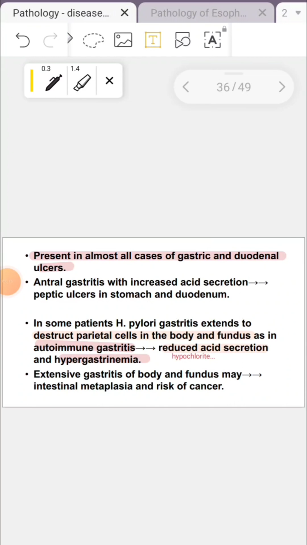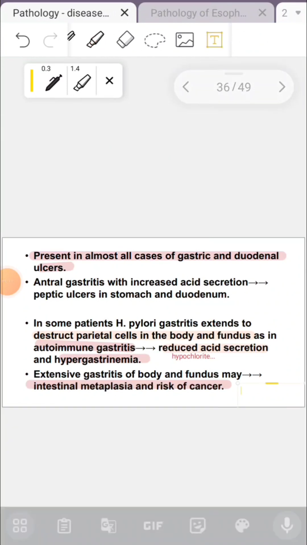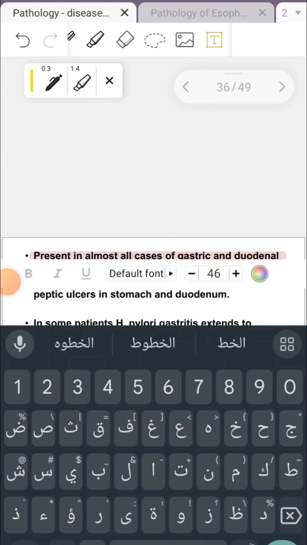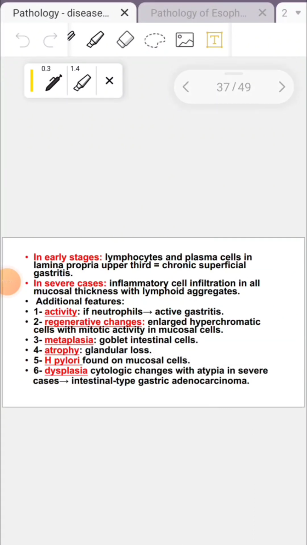So to start with it begins in the antrum, and in severe cases it extends to the body and fundus. The danger is the development of intestinal metaplasia, which is the precursor for intestinal type adenocarcinoma of the stomach. Clear? In the earlier stages, there is lymphocytic infiltration and plasma cell infiltration in the lamina propria, and the inflammation is superficial. In the late stage, the inflammation is more severe, there is damage, glandular atrophy, and intestinal dysplasia also.